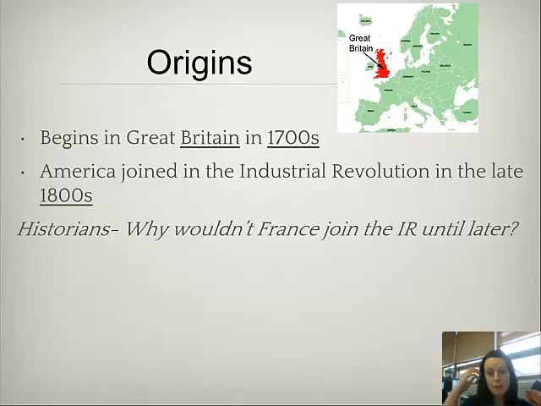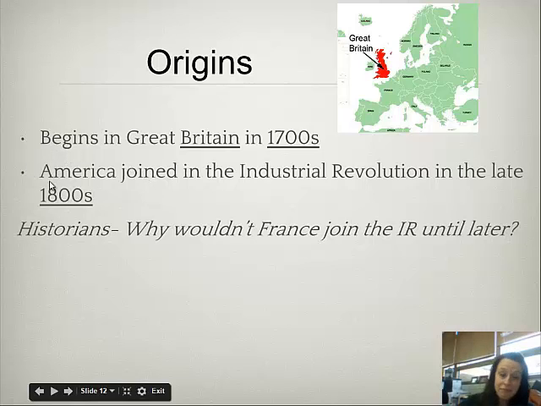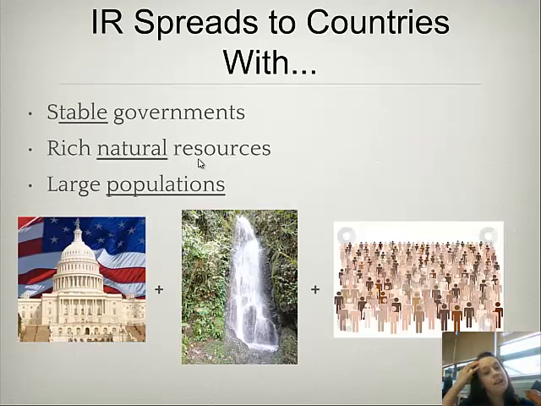I want you to think about the unit that we've just gone over, democratic revolutions. Was France a stable democracy? Was France stable politically at that time period? Was America stable until the early 1800s? So these are things that are needed to industrialize. The first thing that you have to have is a stable government. The second thing that you have to have is natural resources. And the last thing is large populations.